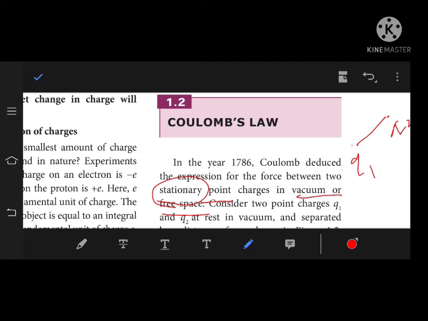Now consider two point charges q1 and q2. These two charges are separated by a distance r. We know that like charges repel each other, and unlike charges attract each other.